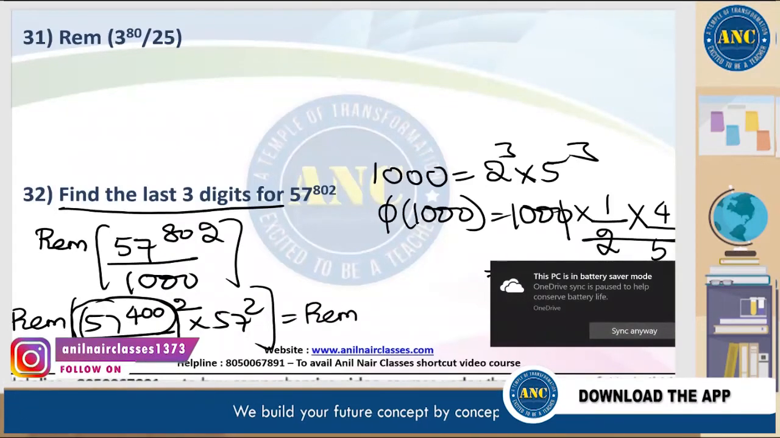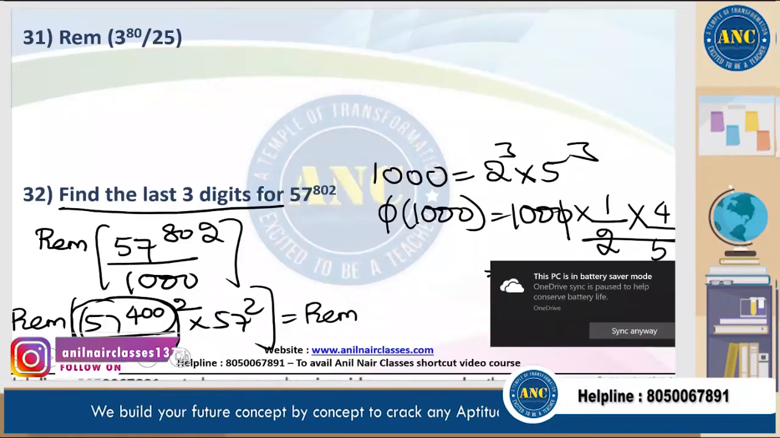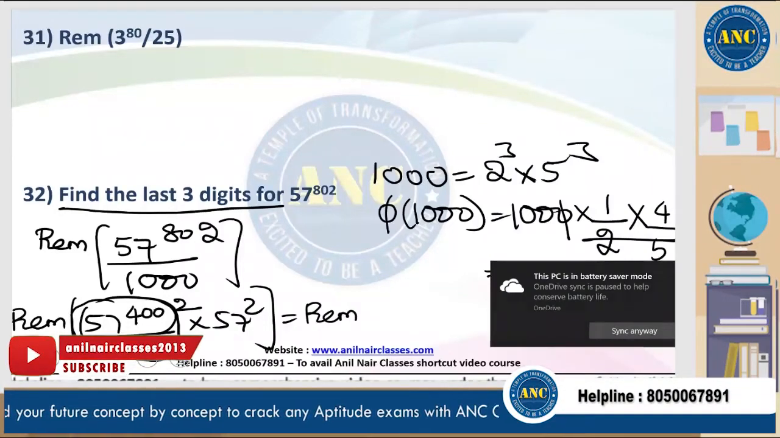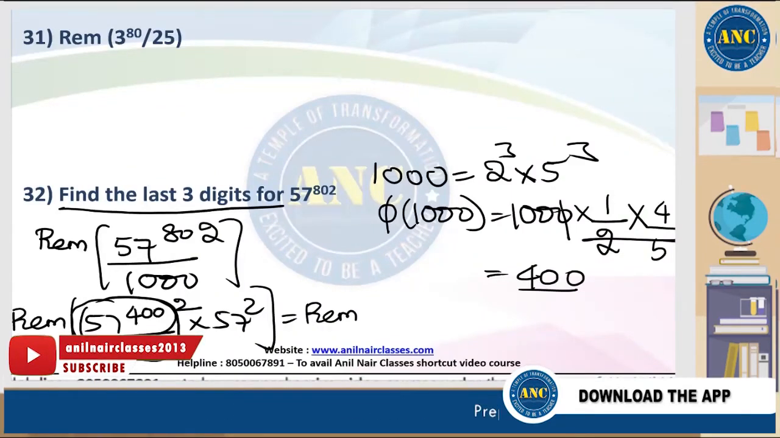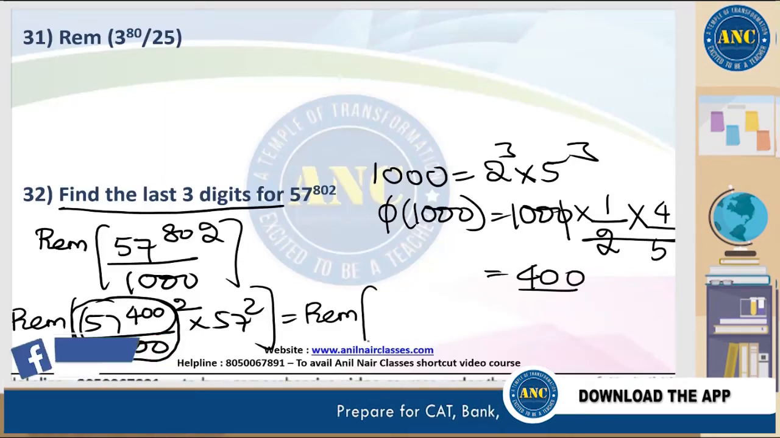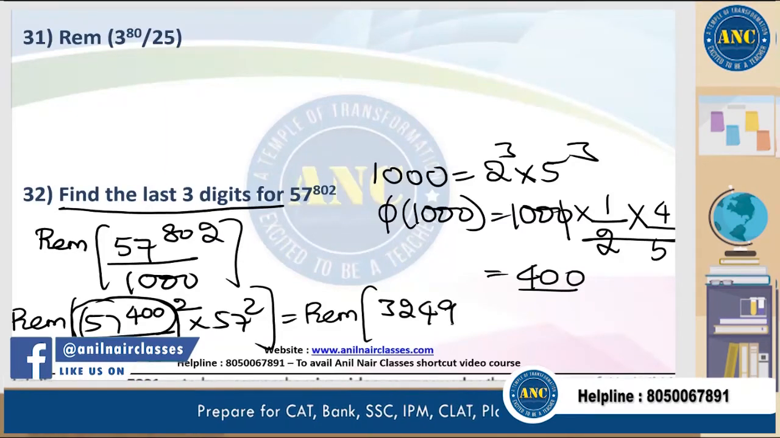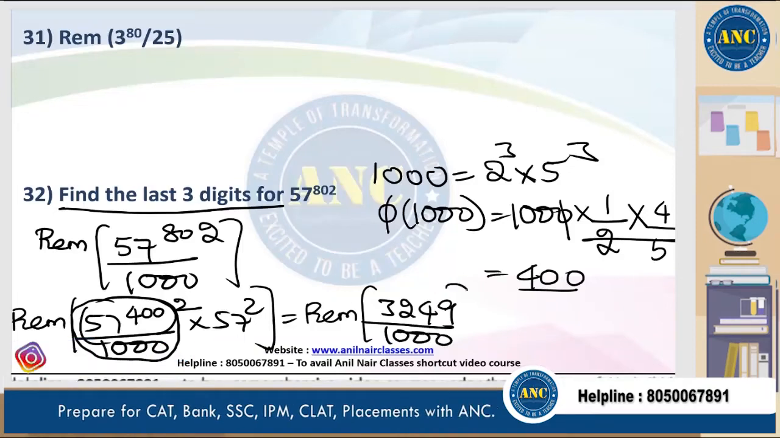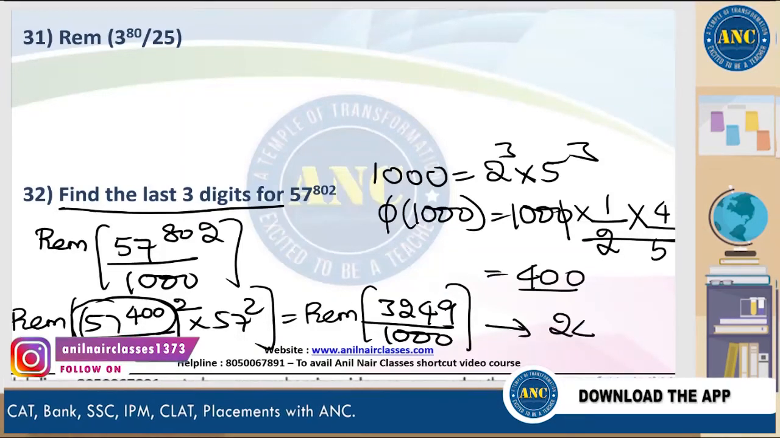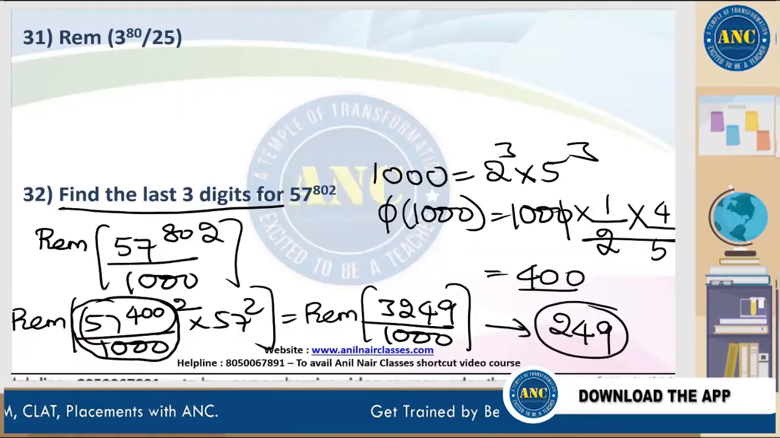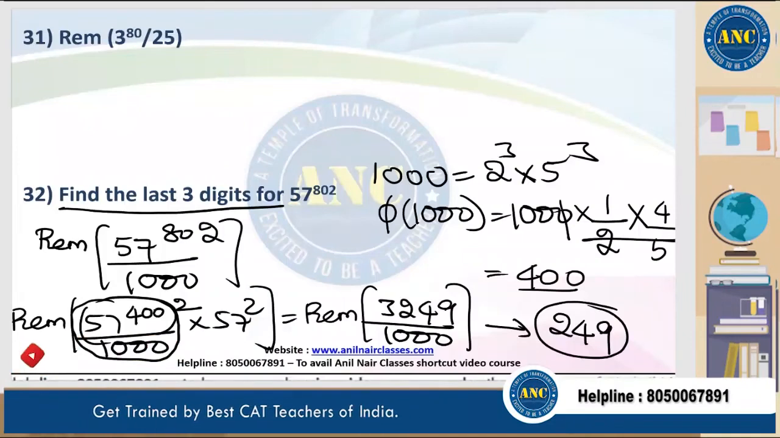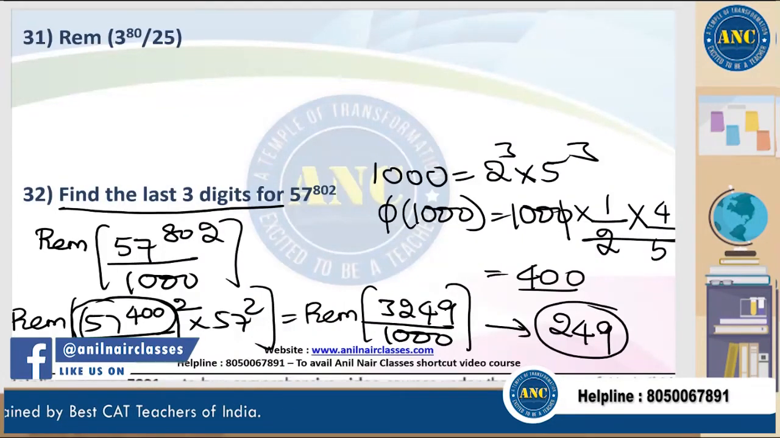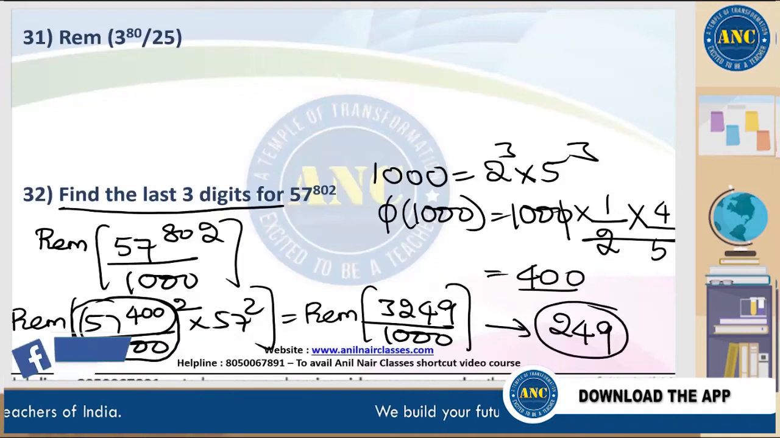57 square is 3249. Divided by 1000, 1000 threes are 3000. Answer is 249. I hope the idea is clear. Last two digits of a number is dividing the number by 100. Last three digits is dividing the number by 1000.